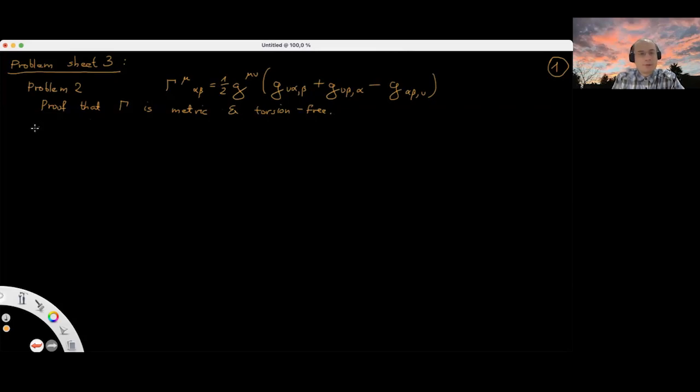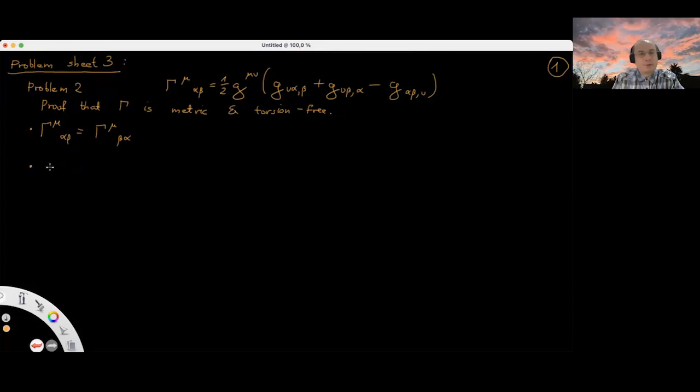The torsion-free part is rather simple. We are just supposed to show that this is a symmetric object in the two lower indices, and that's pretty straightforward to see. You see, this term and this term are not symmetric by themselves, but they differ exactly by different positions of alpha and beta. So taken as a sum together, they're symmetric with respect to the exchange of alpha with beta. And the third term is symmetric with respect to the exchange of alpha and beta anyway, because the metric is symmetric. So this is kind of simple.